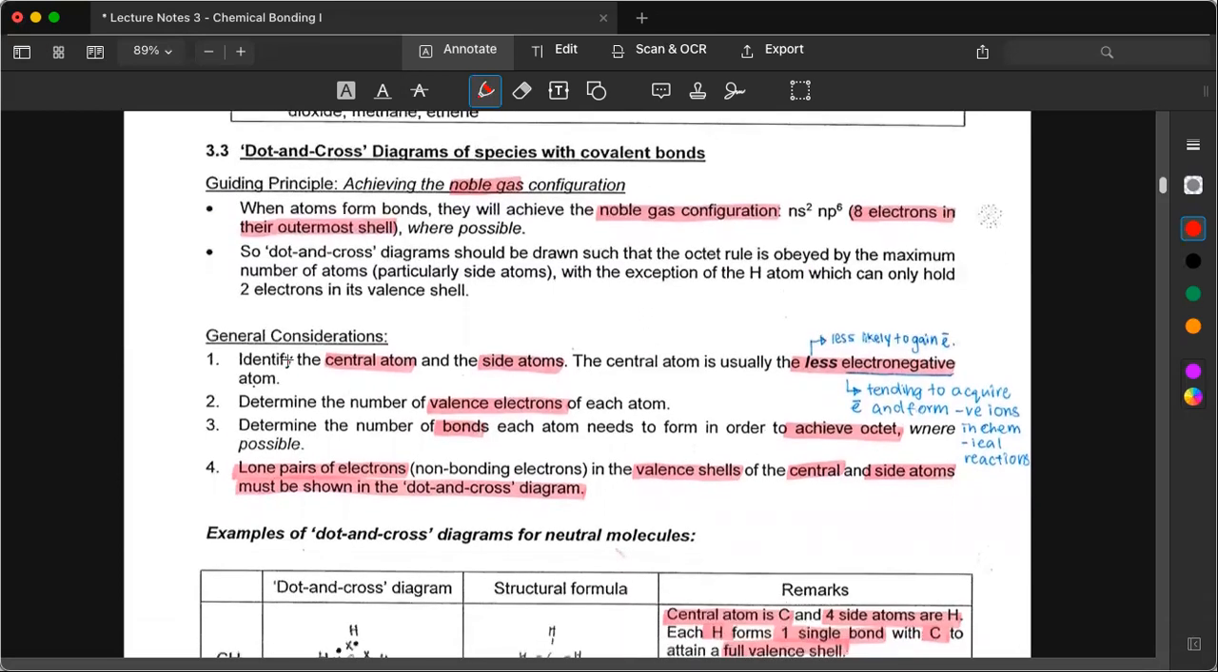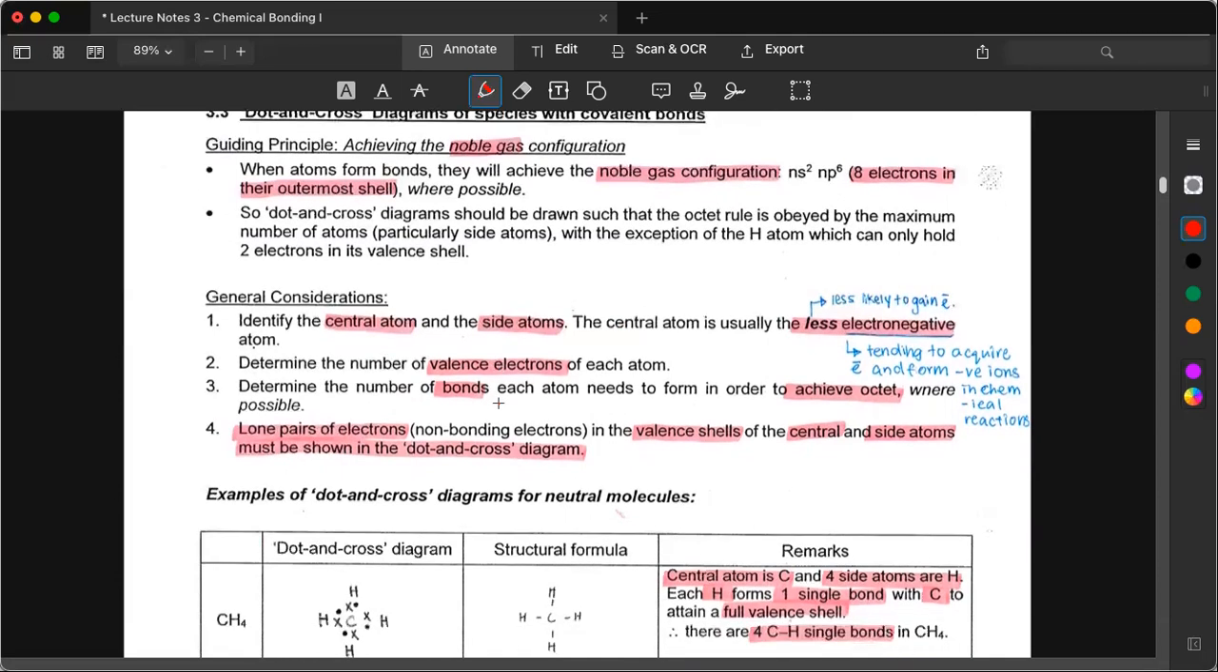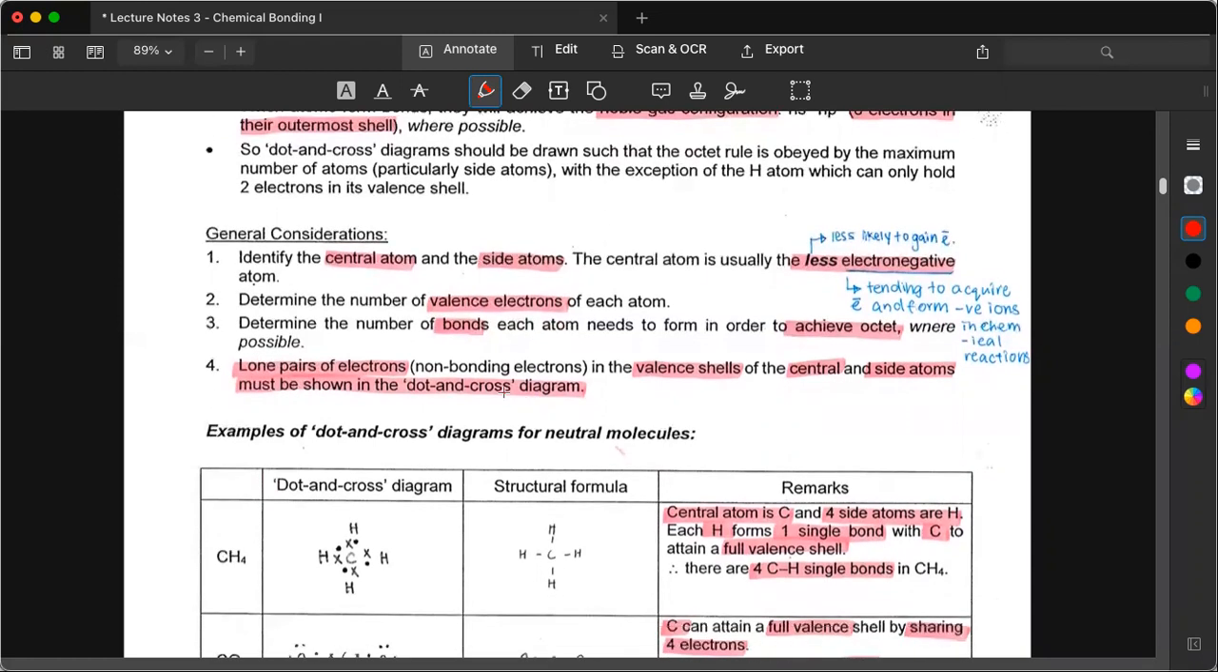Now, these are the general considerations. Number one, we need to identify the central atom and the side atoms. The central atom is usually the less electronegative atom, that is less likely to gain electrons and form negative ions in chemical reactions. Then we determine the number of valence electrons of each atom, and determine the number of bonds each atom needs to form in order to achieve octet where possible. Lone pairs of electrons in the valence shell of the central and side atoms must be shown in the dot and cross diagrams.